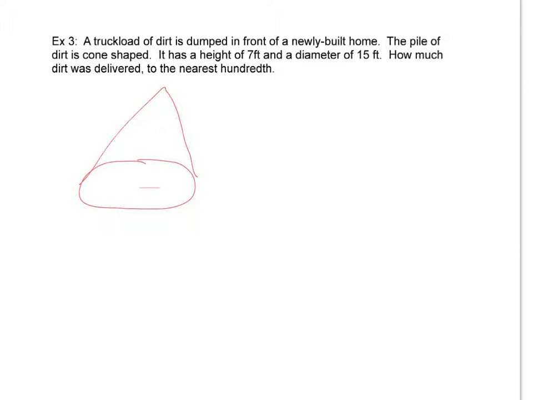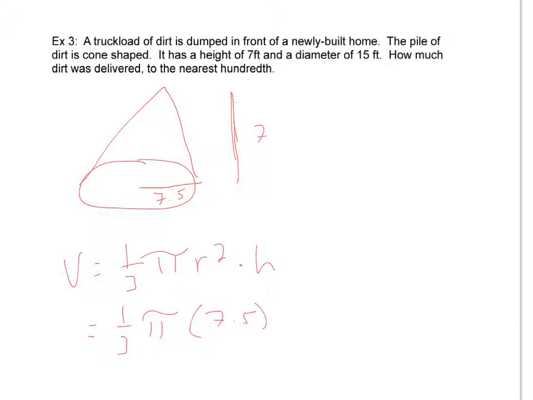I know that the diameter of my cone is 15, which means the radius is 7.5. And I have a height of my cone. The whole height, not a slant height, but the height is 7 feet. So the volume of this cone, to find out how much dirt I have, is going to equal 1/3 times the area of the base, which is pi times my radius squared, times my height now. So equals 1/3 pi. My radius is 7.5 squared, times my height, which is 7.